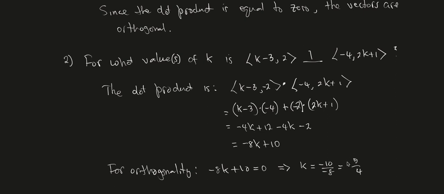So whenever k is 5/4, the dot product will be 0, and therefore the vectors are orthogonal. Again, a really nice use of the dot product to answer the question about when vectors are at 90 degrees, and it is a simple property that the dot product has to be 0.